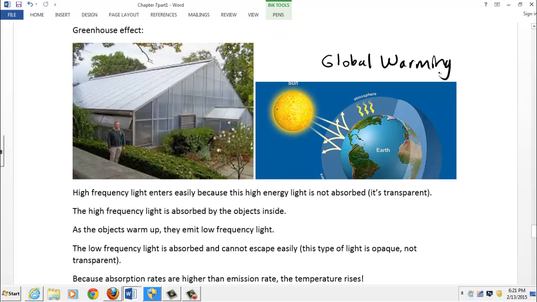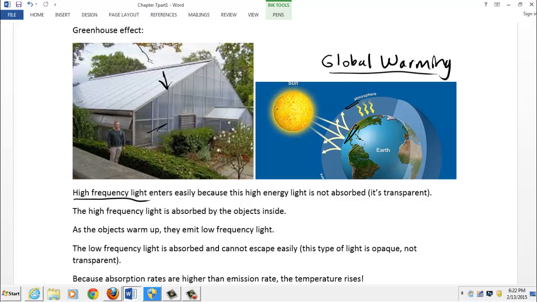Okay, let's talk about the greenhouse effect and global warming. Sunlight, typically high energy, high frequency light, is going to pass through the atmosphere or through this glass material because it's transparent, which means it's not going to be easily absorbed. And then once it gets inside, those other objects, like the Earth's surface, or the plants inside, or the tables, whatever's inside the greenhouse, they can absorb that high energy light. And as they absorb that energy, they warm up. Energy increases their temperature. And as they warm up, they can emit more light.